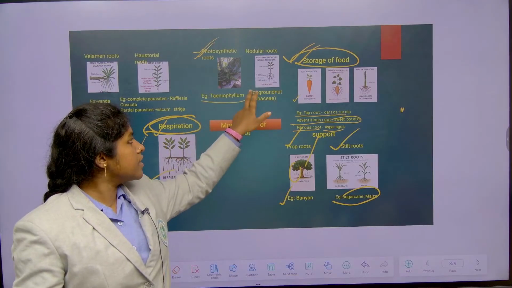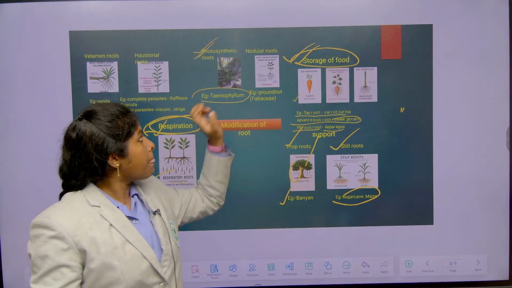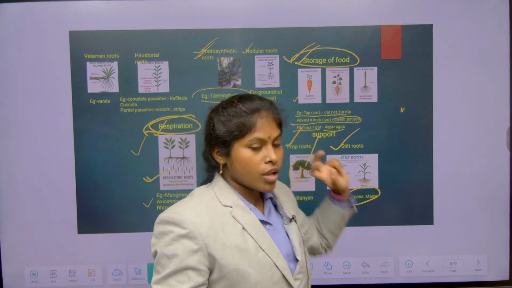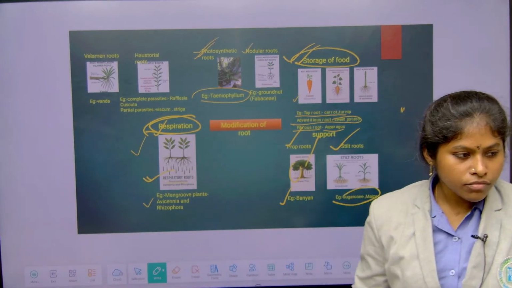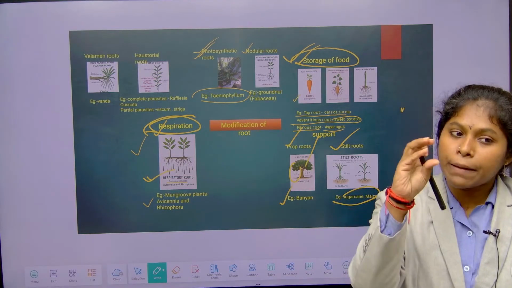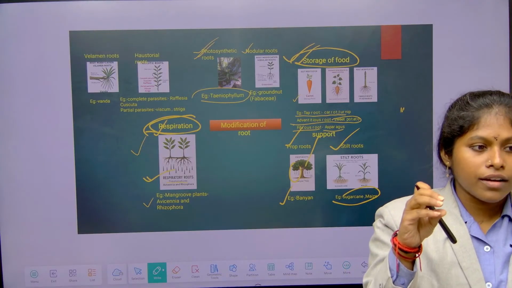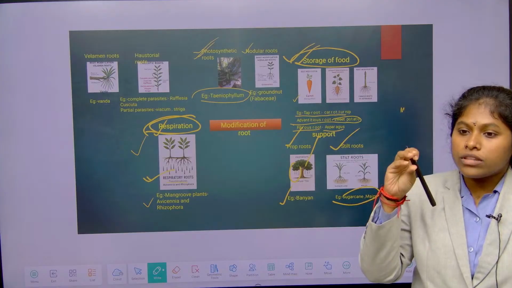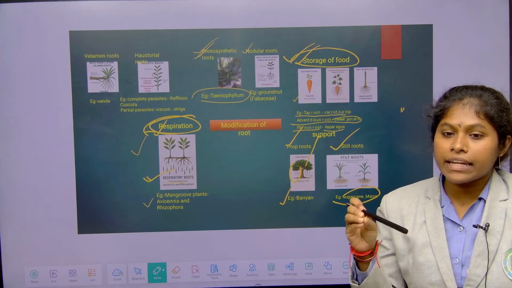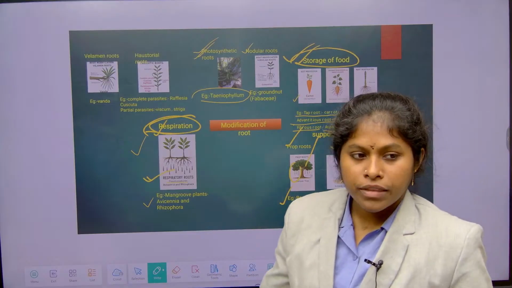The example is Taeniophyllum. And coming to the nodular roots. What are nodular roots? The roots having some ball-like structures. Okay, ball-like structures. Yes, very good. So those ball-like structures have a bacteria called Rhizobium. What is the work of Rhizobium?